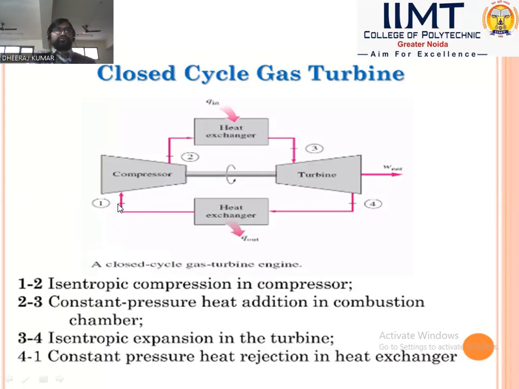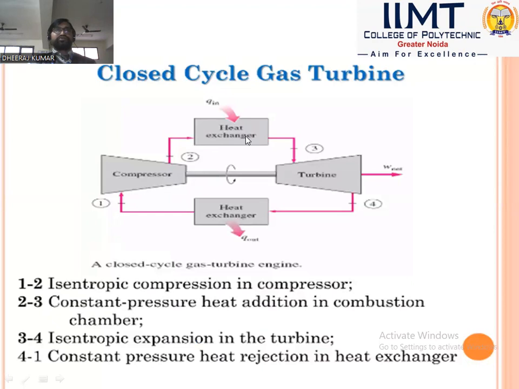Compressor. Process 1 to 2 is called reversible adiabatic compression or isentropic compression process. During compression, air is compressed and pressure and temperature are increasing. This high pressure and high temperature air is supplied to the heat exchanger where heat is supplied.